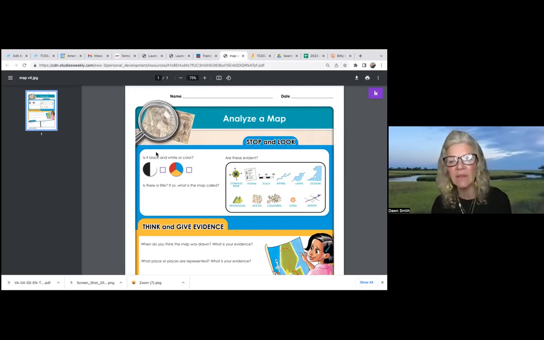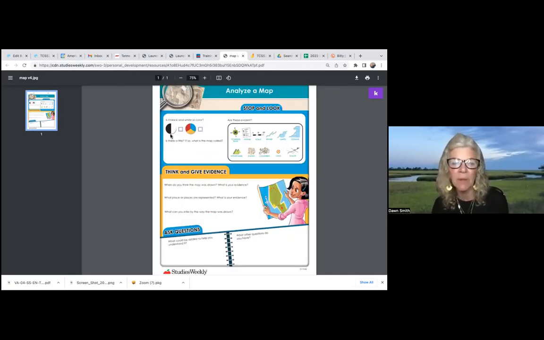What I like about this is it starts with we're analyzing a map. So it's starting with really simple questions like, is that map black and white, or is it color? And students just check one or the other. Then, is there a title? And if so, what is this map called? There may not be a title.